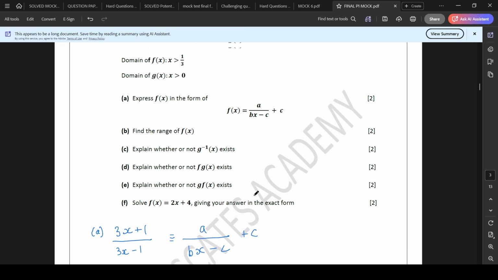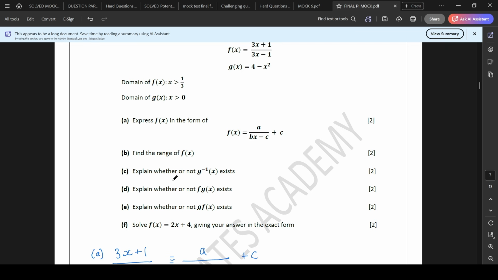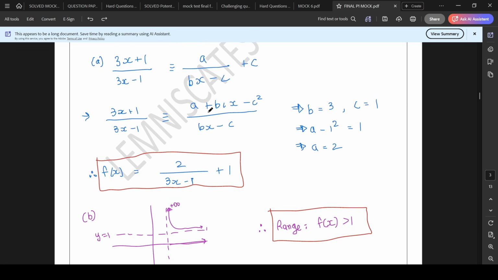What is the third part? The third part is to explain whether or not g inverse of x exists for the following domain. So let me go ahead and visualize how the graph looks. If the graph looks like a one-to-one function, of course g inverse of x exists. And if the graph of g of x is a many-to-one function for this domain, the inverse of g will not exist. So let me go ahead and try to do this.